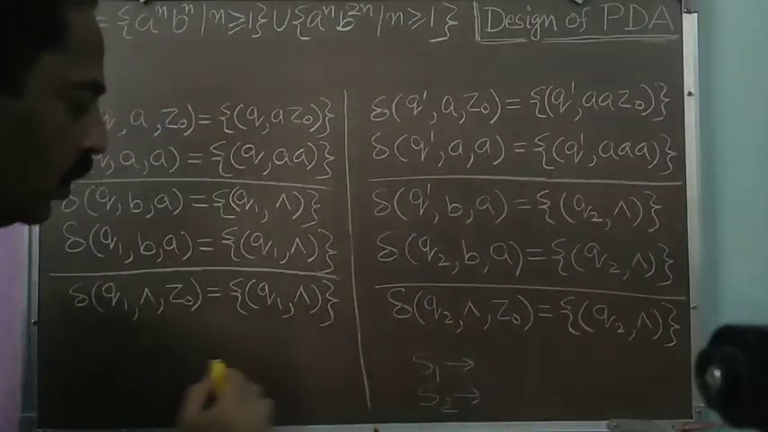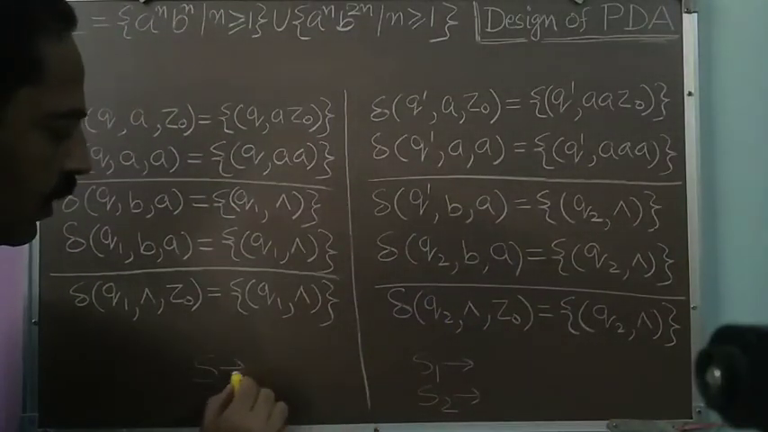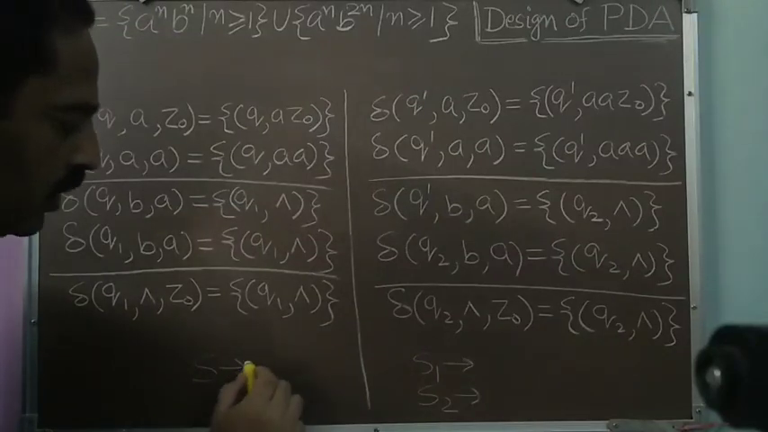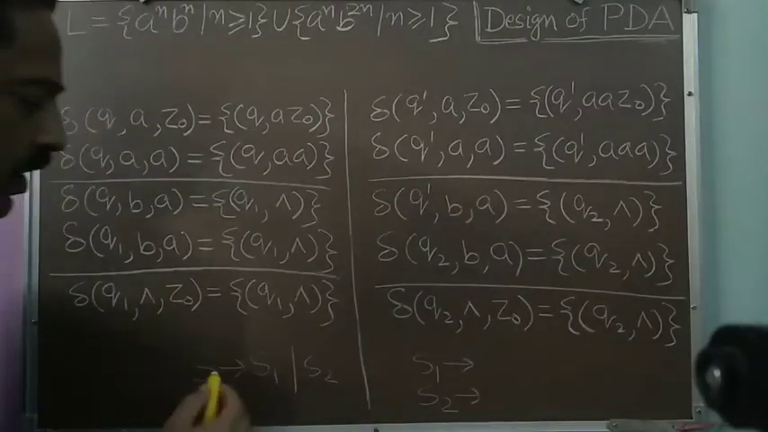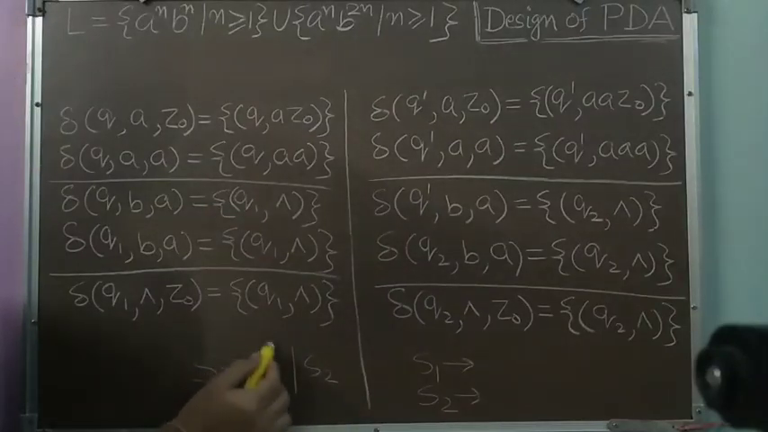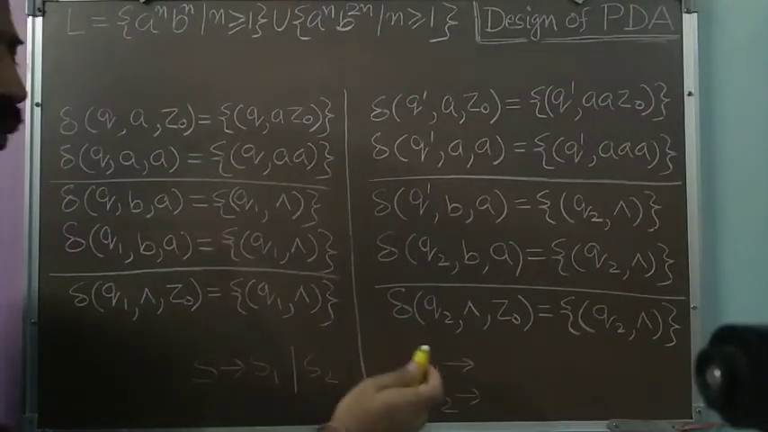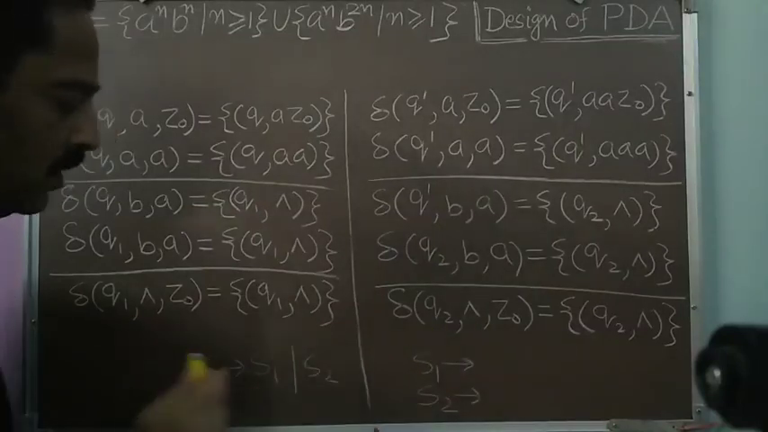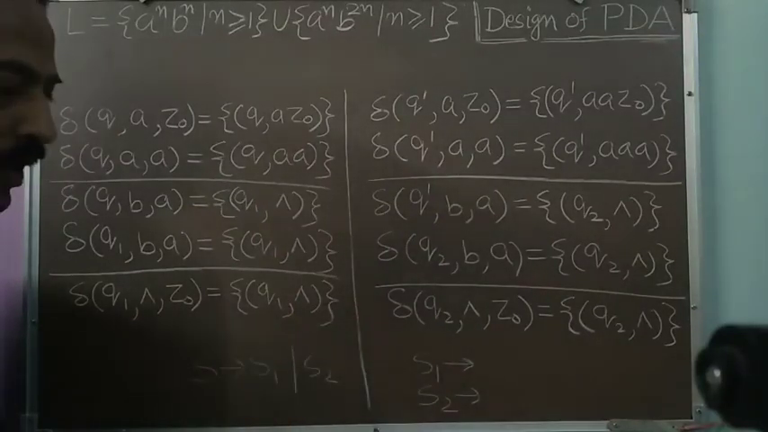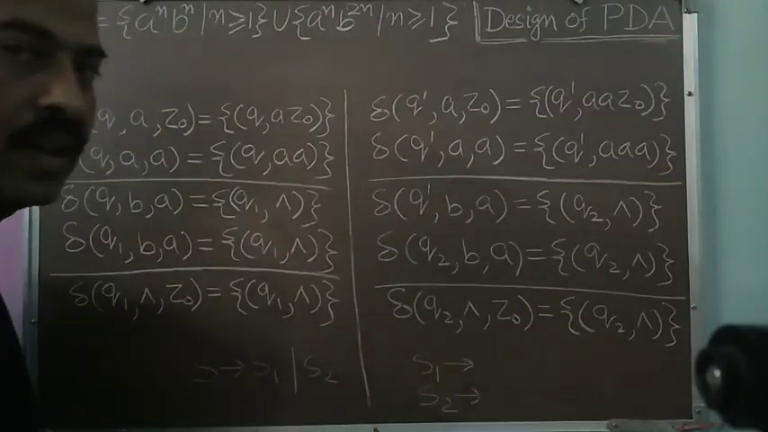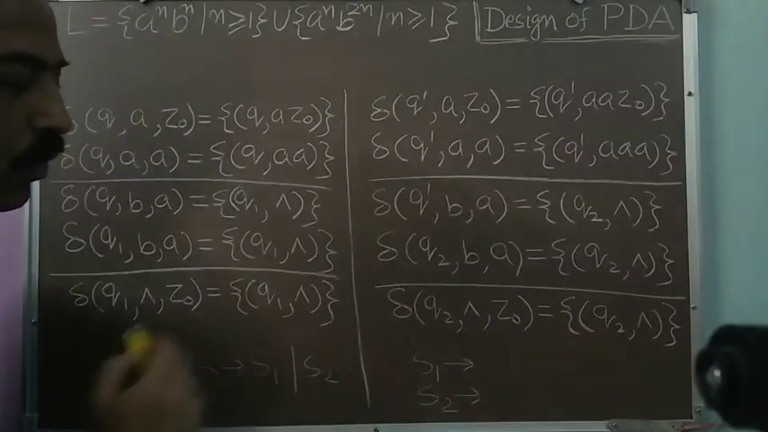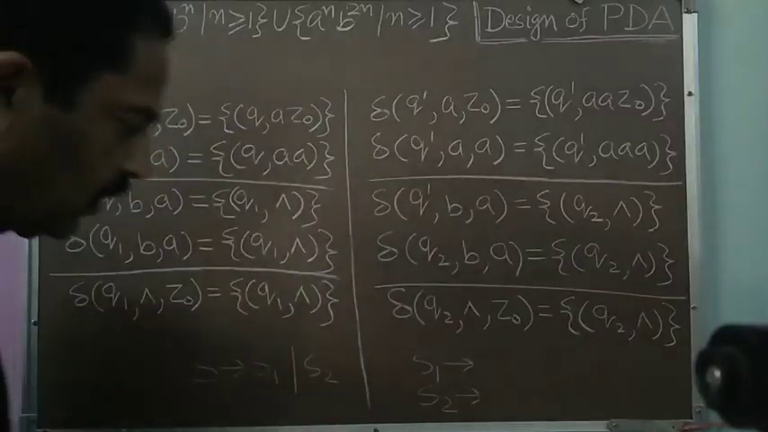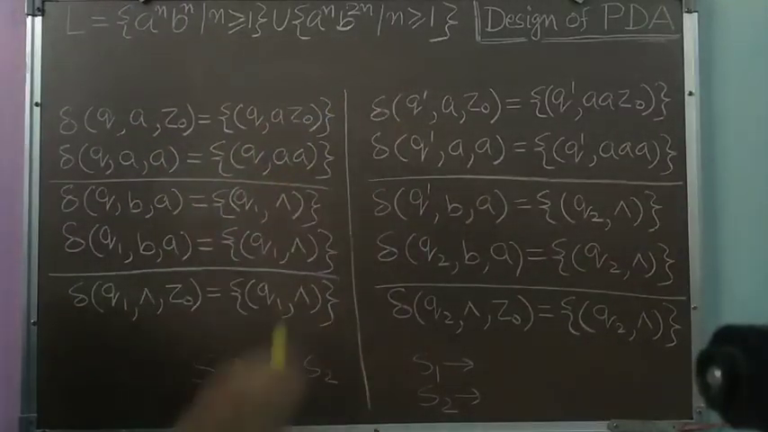Then corresponding to their union we were adding only one production, that was S → S1 | S2. So from this it was possible that from S we can move either to S1 or to S2. If we have to generate a word from the first language, then from S we will move to S1, and if we have to generate a word in the second language, then from S we will move to S2. So this was the strategy. A similar strategy we will be following here.